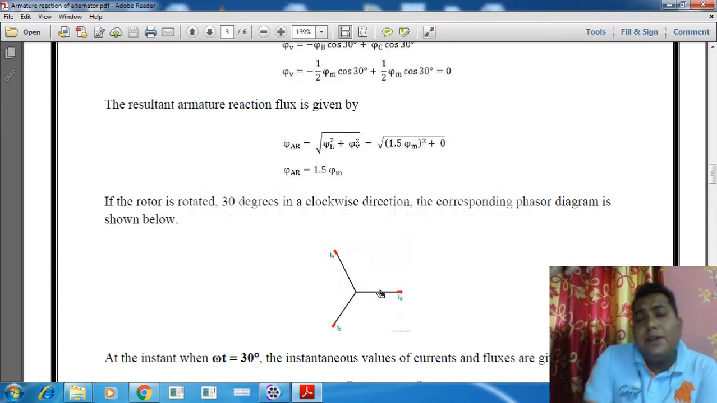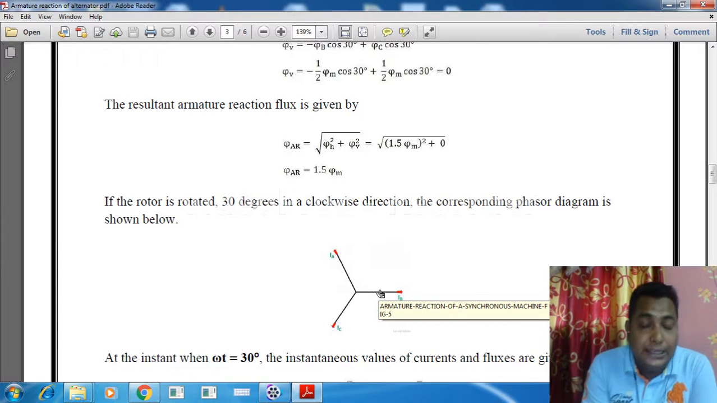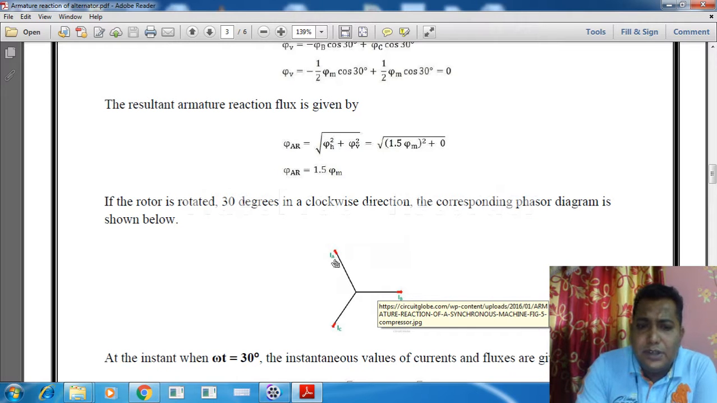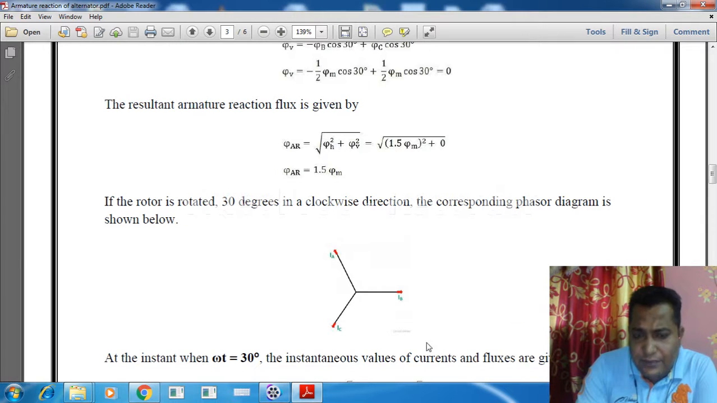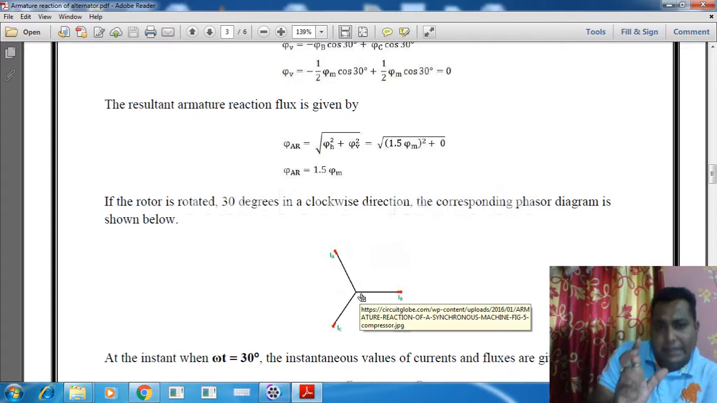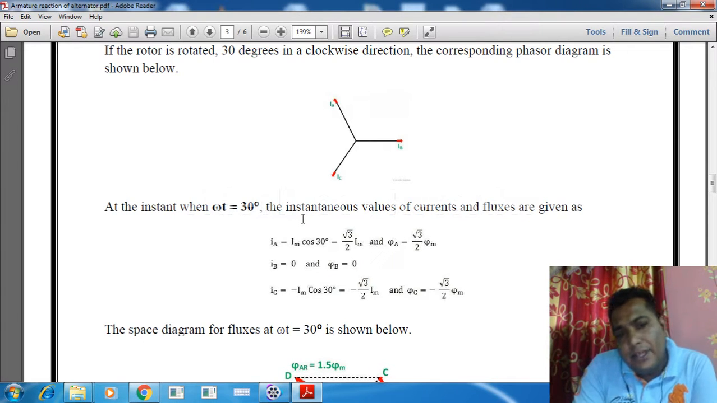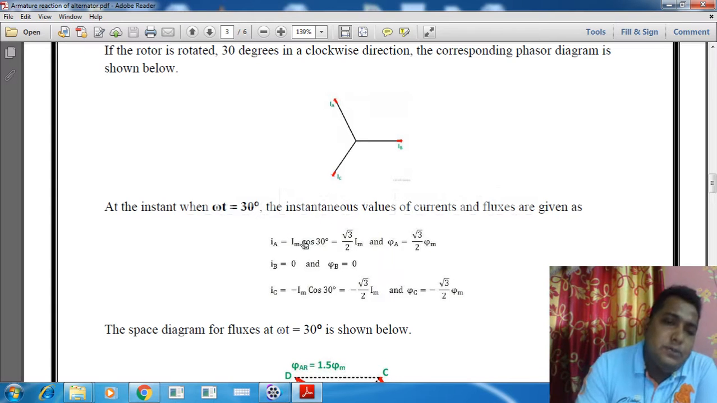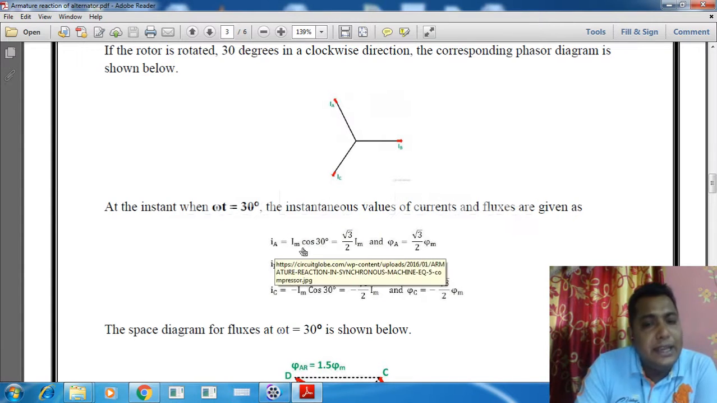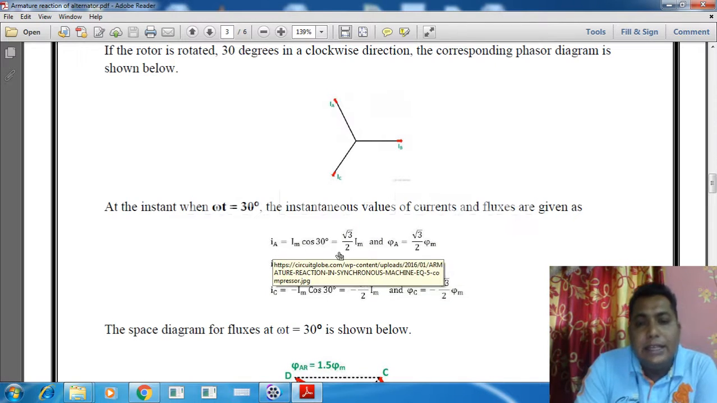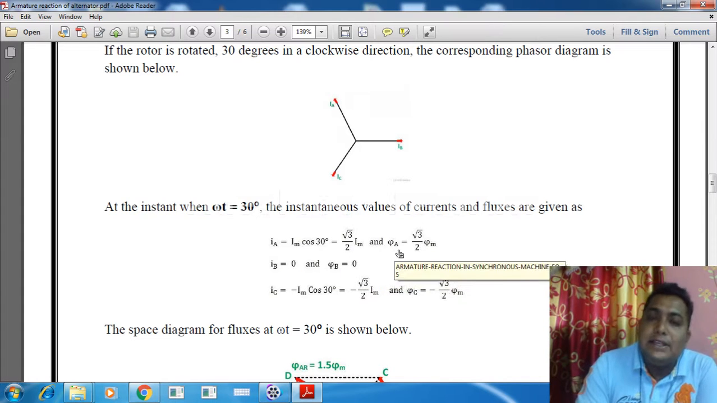Now if the rotor is rotated 30 degrees in the clockwise direction, the corresponding phasor is shown in the figure below. First, ia was on this axis, with I phi, ib and ic. We have just rotated 30 degrees, so now omega t is equal to 30 degrees. Using those values, what is ia? That is cos 30, root 3 by 2. So ia is root 3 by 2 im, and phi a is root 3 by 2 phi m.